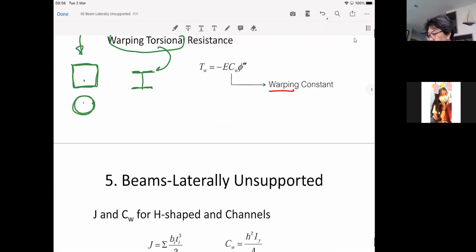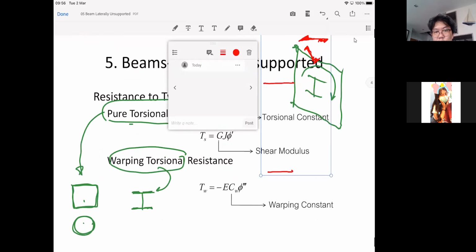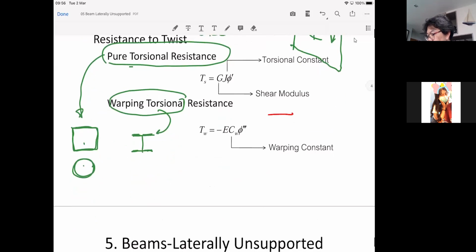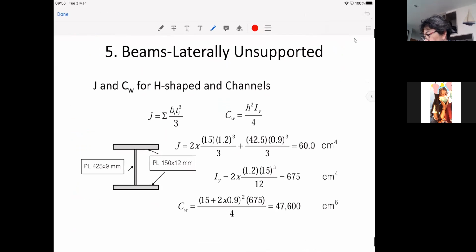as you have seen from the previous page, there will be the torsional constant and there will be the warping constant involved. So it is these two qualities, the J and Cw. J is for the pure torsion, right? And Cw is for warping. You see the W.